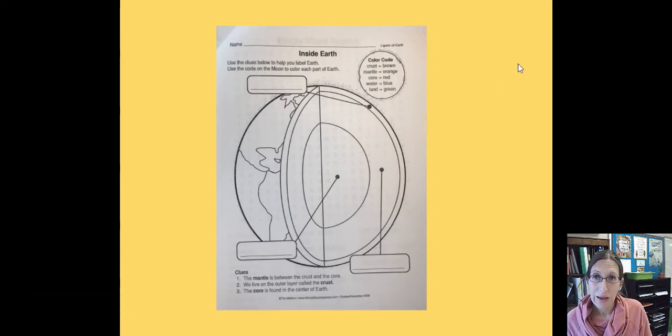Now on this paper, it just tells us the 3 layers, the core, the mantle, and the crust. But we know that the core is actually divided into 2 layers. There's the inner core, and then there's the outer core. But on this paper, we just have the one.